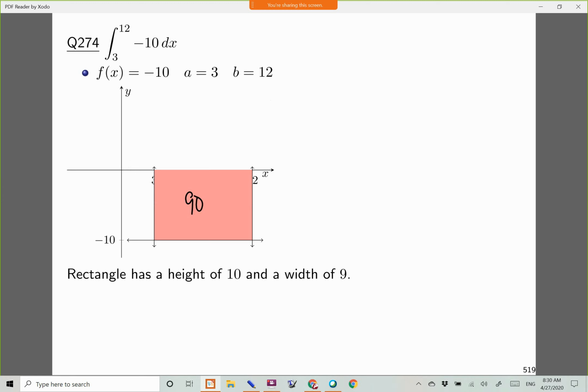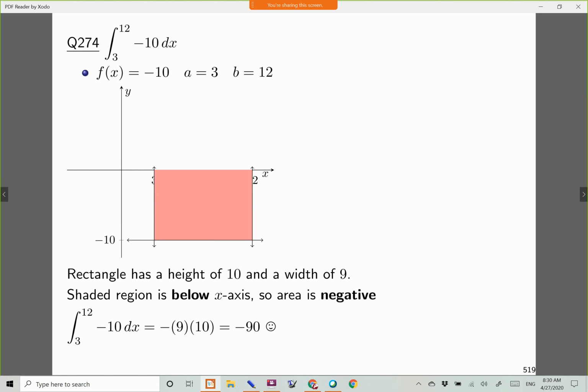However, this entire shaded region is below the x-axis, so the area should be counted negative. So I took the question up there, and just for emphasis, when looking at the slides later, I put the 10 and the 9 multiplied together, but with a minus sign. The minus sign is here because the area has to be considered negative. It's a signed area. I know this all sounds strange, but it's just how it's defined. So negative 9 times 10, so negative 90.